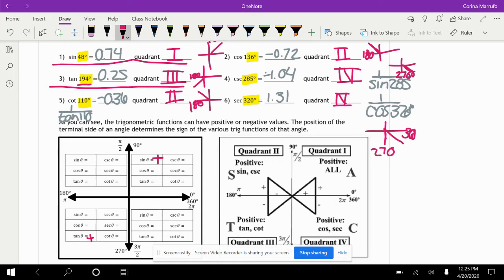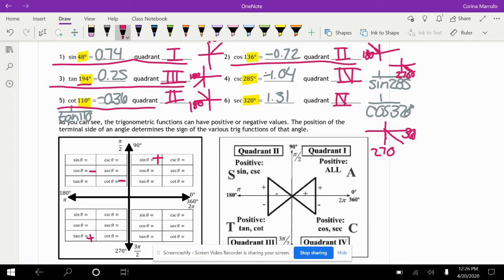Here, cotangent gave us a negative number, negative 0.36. And cotangent is in quadrant 2. So in quadrant 2, here's my quadrant 2, it gave me a negative number. Here we have cosine of 136, and it also gave me a negative number in quadrant 2. So my cosine is negative.